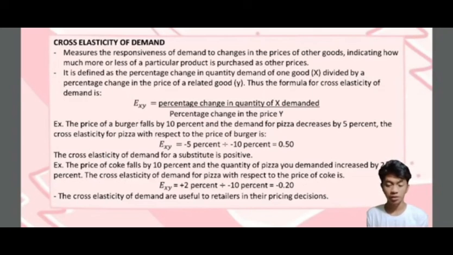Cross elasticity of demand. It measures the responsiveness of demand to changes in the prices of other goods, indicating how much more or less of a particular product is purchased as other prices change.